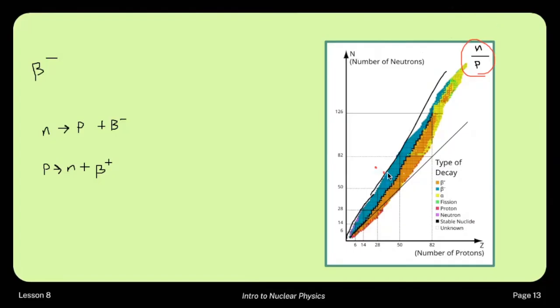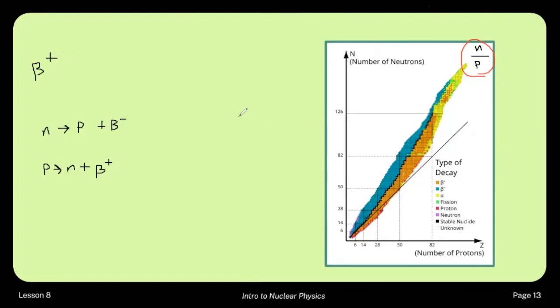And this makes sense looking at the labels of the regions on this graph. You see all of this blue over here, which represents nuclides that will undergo beta minus decay. So again, particles over here, when undergoing beta minus decay, will move in this direction towards the valley of stability.